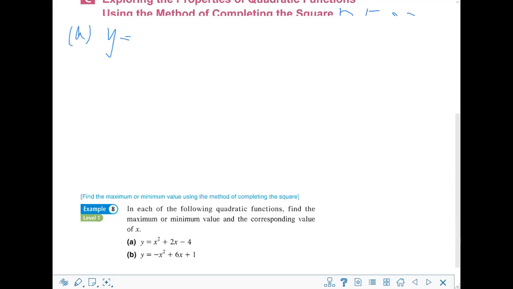Okay, part A, so y equals x squared plus 2x minus 4. You just learn the steps first, and then I will explain to you why doing this step will get you the maximum value or minimum value. Okay, so you have to identify the value of a. The a here is equal to 1, right? And we need to take out the a.